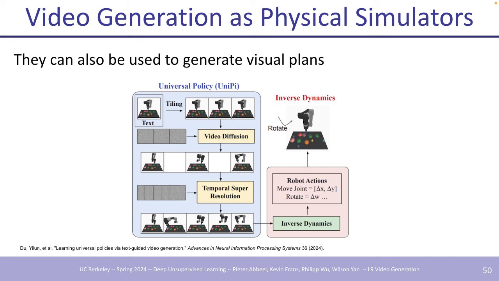This was the one I mentioned with the inverse dynamics model. So you generate the plan of a task being completed, and then you apply inverse dynamics to every neighboring frame to output robot actions per time step, and then you can execute them on the actual robot to hopefully have it perform that task.